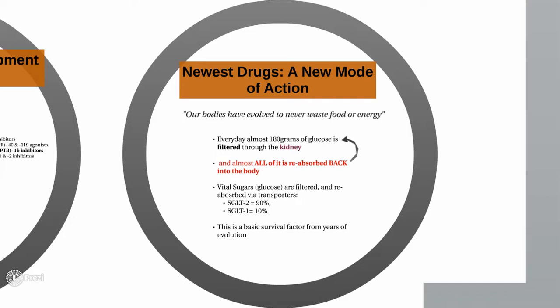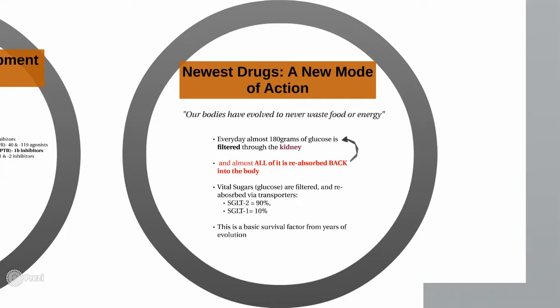See that arrow going back? They're filtered, and then all of it is reabsorbed back into the body. Again, it's this concept of never wasting energy, never wasting nutrients, never wasting sugars. All these vital sugars are filtered through two transporters, SGLT2 and SGLT1. SGLT2, if you see that 90% there, is the transporter that has the majority of glucose reabsorption capability. So what do these drugs do? They block SGLT2.